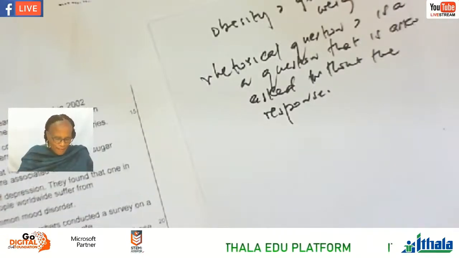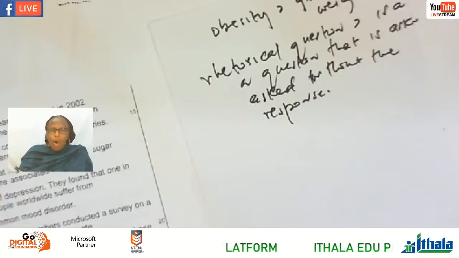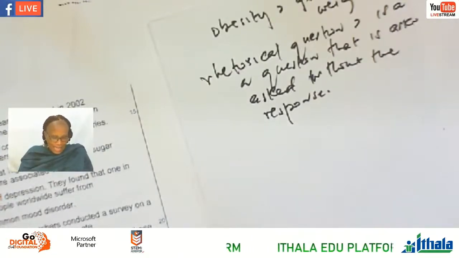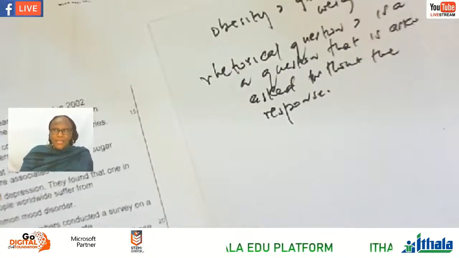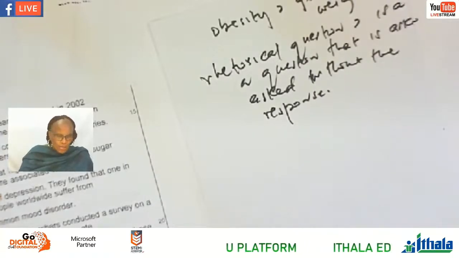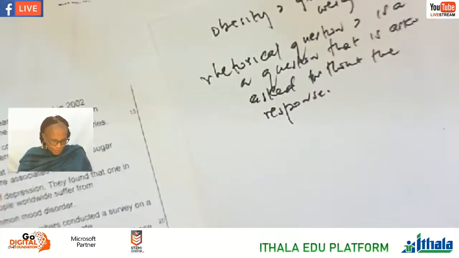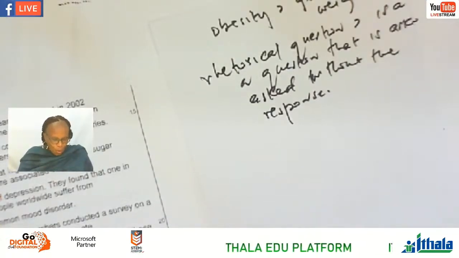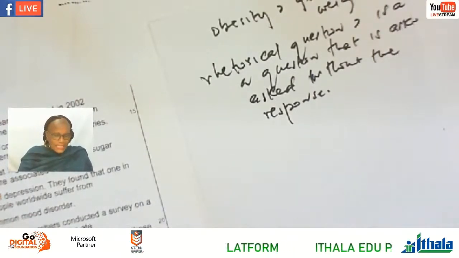But now what did they find out? They found out that higher rates of sugar intake are associated with higher rates of depression. The more you take sugar, the more you fall into depression. They also found that 1 in 6 people worldwide suffer from a common mood disorder.